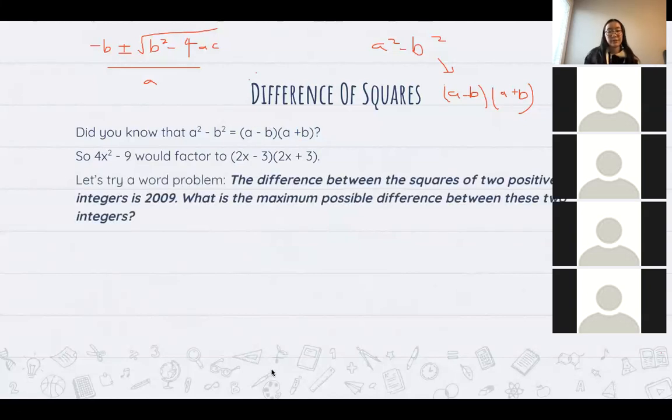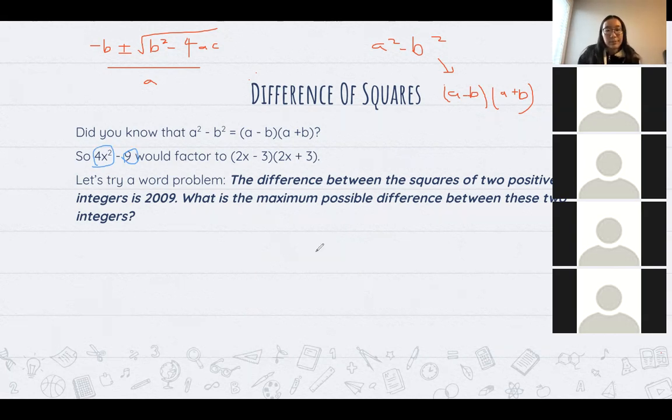Oh, and just to clarify, difference of squares. So that means it has to be a squared minus b squared. So those have to be squares, like both of these are squares. If they're not both squares, then you can't do this pattern.